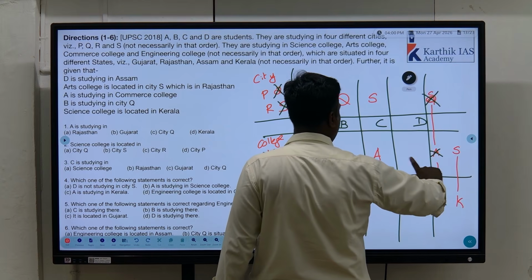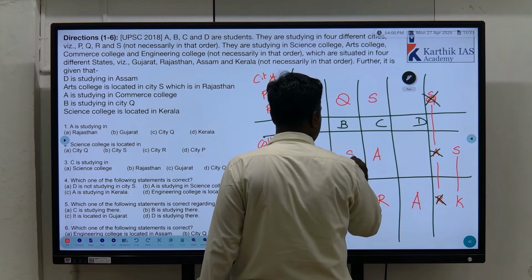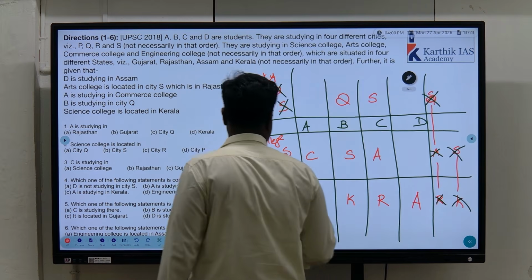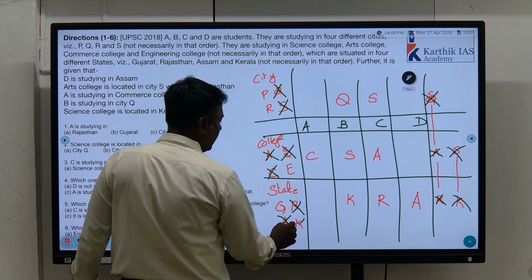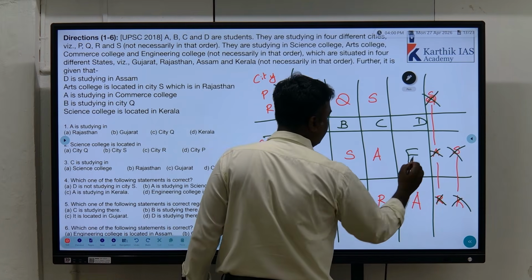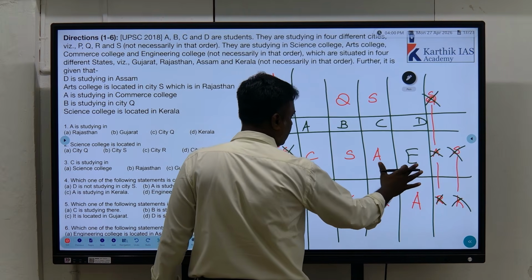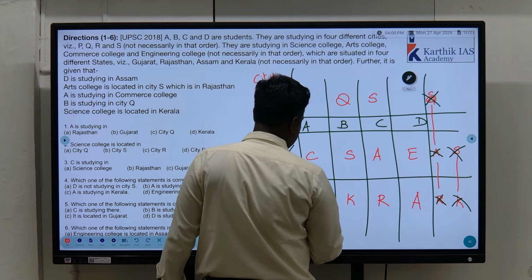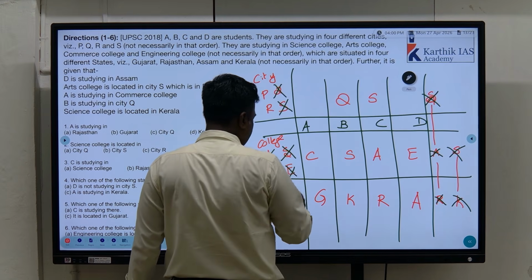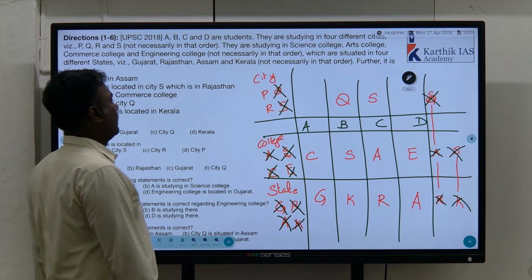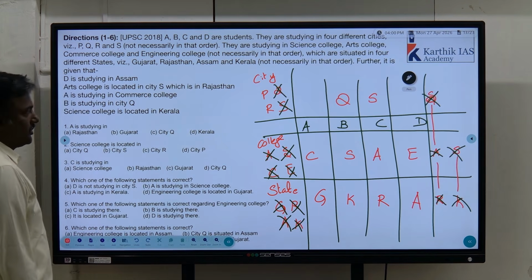Now this S, K, where can I use it? Only here I can use it. Once I use S and K, you cancel it. Only if you cancel, the remaining E and G you can get. So E I can put here. E and G, so cancel it. That's all. P and R you can't fill. Now based on this you have to fill the question.